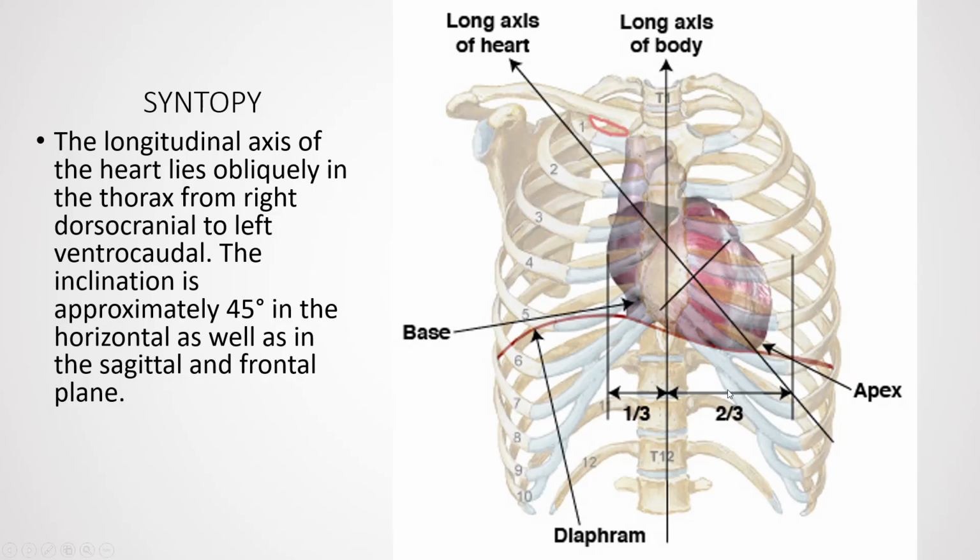Here we see again the syntopy: 1/3 to the right side of the linea mediana anterior and 2/3 to the left side of the linea mediana anterior. Here we have the linea medioclavicularis, and the heart is located 1.5 centimeters from it, approximately to the 6th rib. We see the 45-degree change of the axis of the heart, and here we have the base of the heart and the apex.